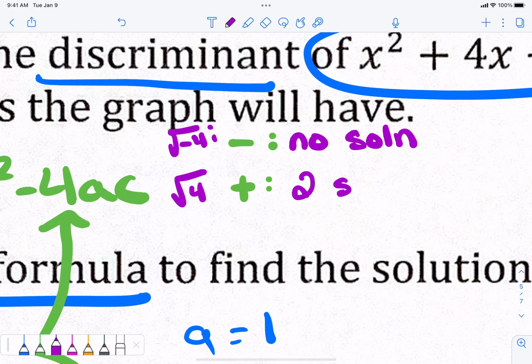You're right, 2 solutions because of the positive negative. So plus the square root of 4, minus the square root of 4. Or plus 2, minus 2, because the square root of 4 is 2, right? So that's how that works.